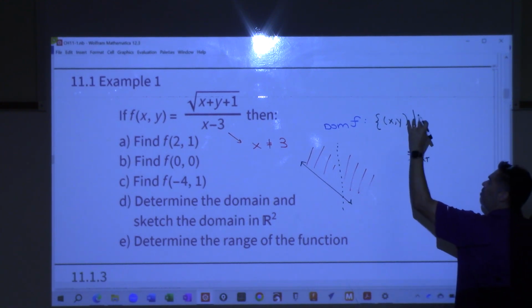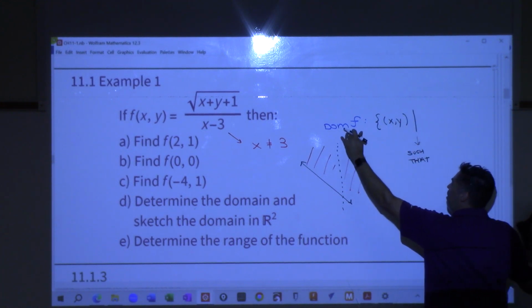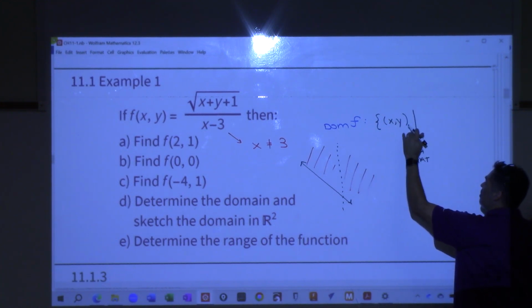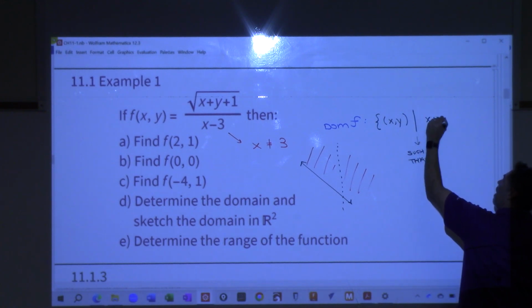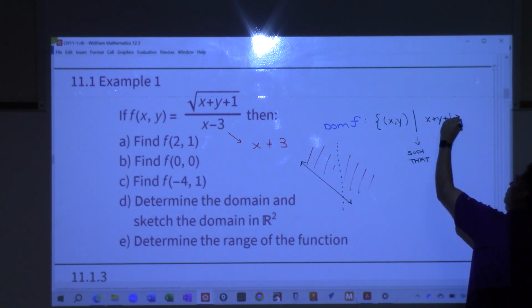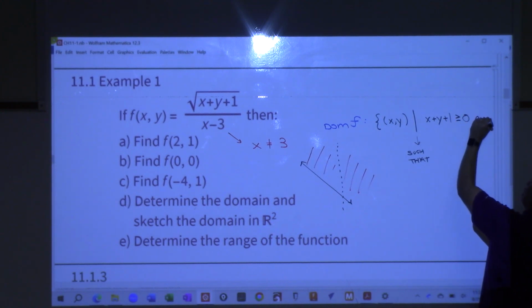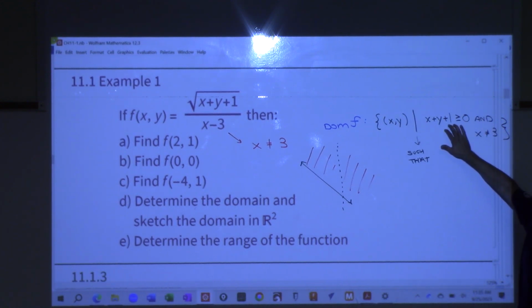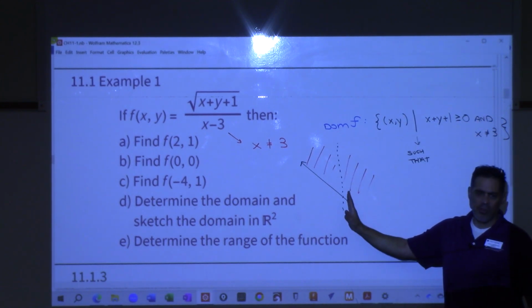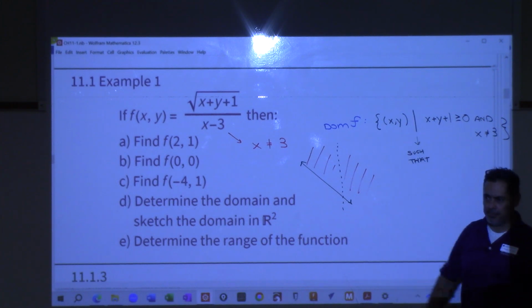okay? So the domain of our function is all the ordered pairs such that, first of all, x plus y plus 1 must be greater than or equal to 0, and x cannot be equal to 3. That's the way we would write that domain. We're saying as long as you satisfy that inequality, and as long as x isn't 3, you're in business. That's the visualization of that domain.